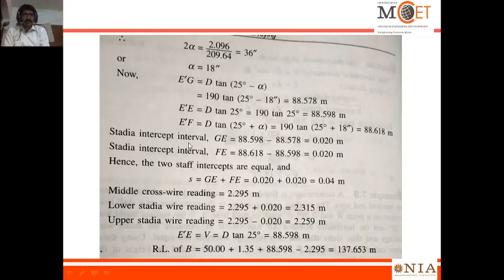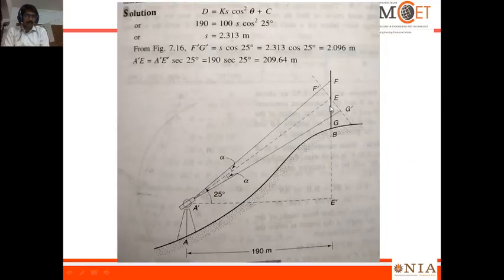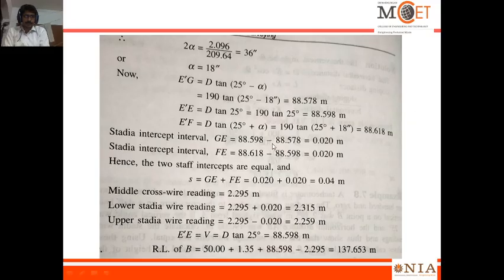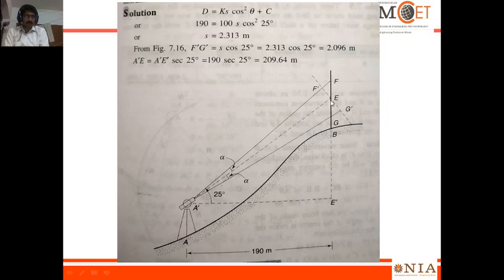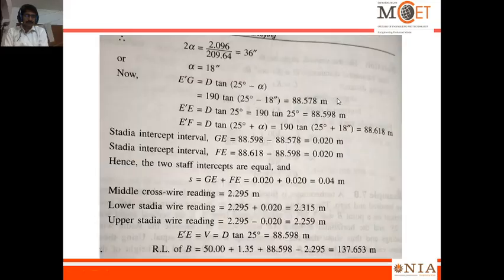The stadia intercept interval GE, what is GE? The GE we can get, you already know E dash E minus E dash G. If you substitute that, you will get the GE. Similarly, staff intercept FE, we require this EF or FE. For that, E dash F minus E dash E. Here also the staff intercept is equal. They asked to prove, here it gets proved. So S is equal to GE plus FE is equal to 0.04.